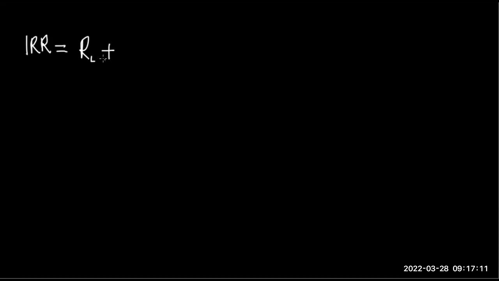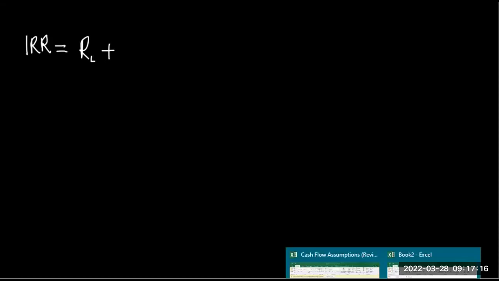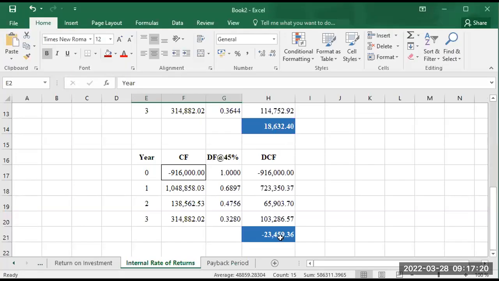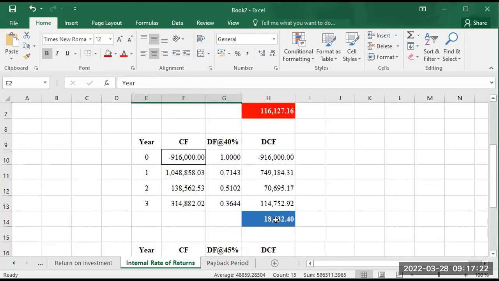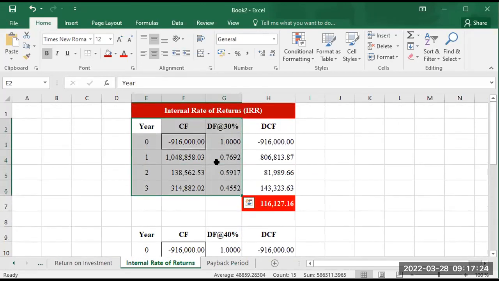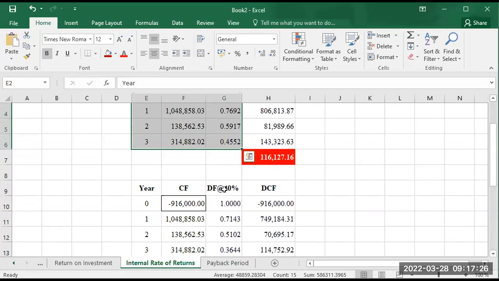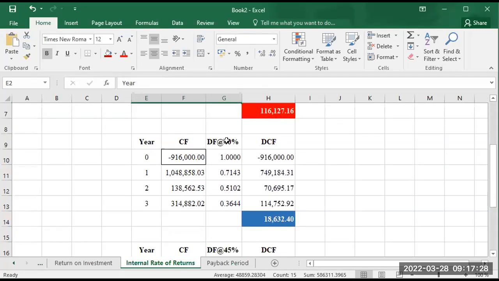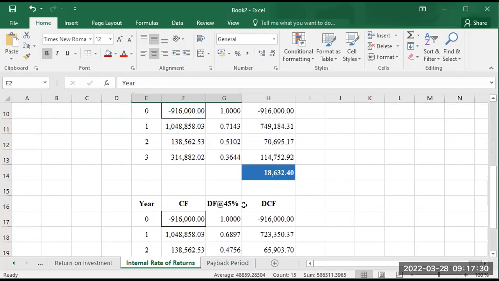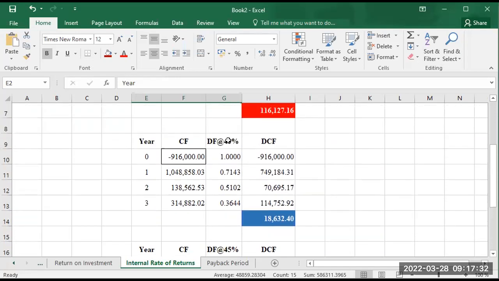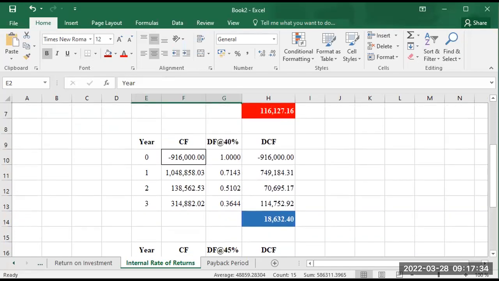No, not the last rate. Take the lowest rate. In this case, we're comparing, which two are we taking? We're taking 18,000 and negative 23,000. But what rate did we use to get the 18,000? It's 40%, which is the highest rate. And it's the lowest of the two, correct? I just wanted to be sure. It's the lowest of the two.